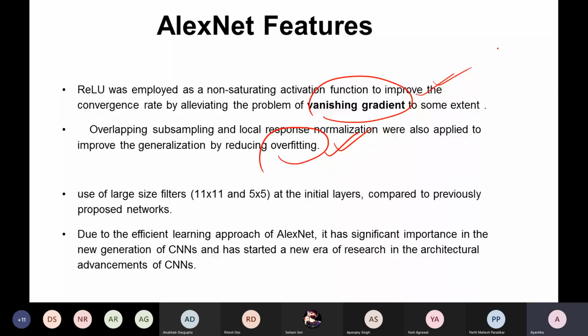Other features are the use of large size filters compared to previously proposed works. And due to the efficient learning approach of AlexNet, it got significant importance, and it was treated as the backbone, the first layer of the next coming CNN literature.